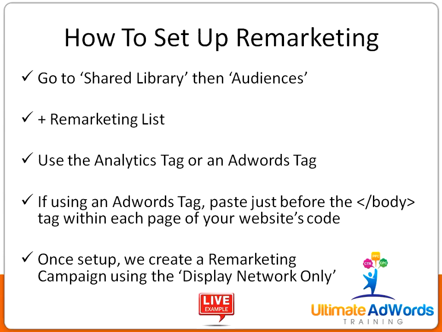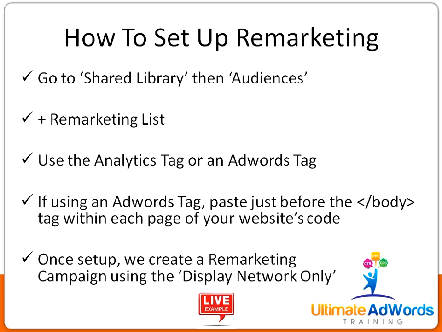To set up remarketing, we want to go to the shared library, then audiences, plus remarketing list. Then you can choose whether to use your analytics tag or an AdWords tag. If you use an analytics tag, it runs off what you already have on your website if you've already followed the analytics setup video. If, however, you want to keep things separate, then an AdWords tag can easily be added to your website. Just simply paste it just before the end body tag within each page of your website's code.